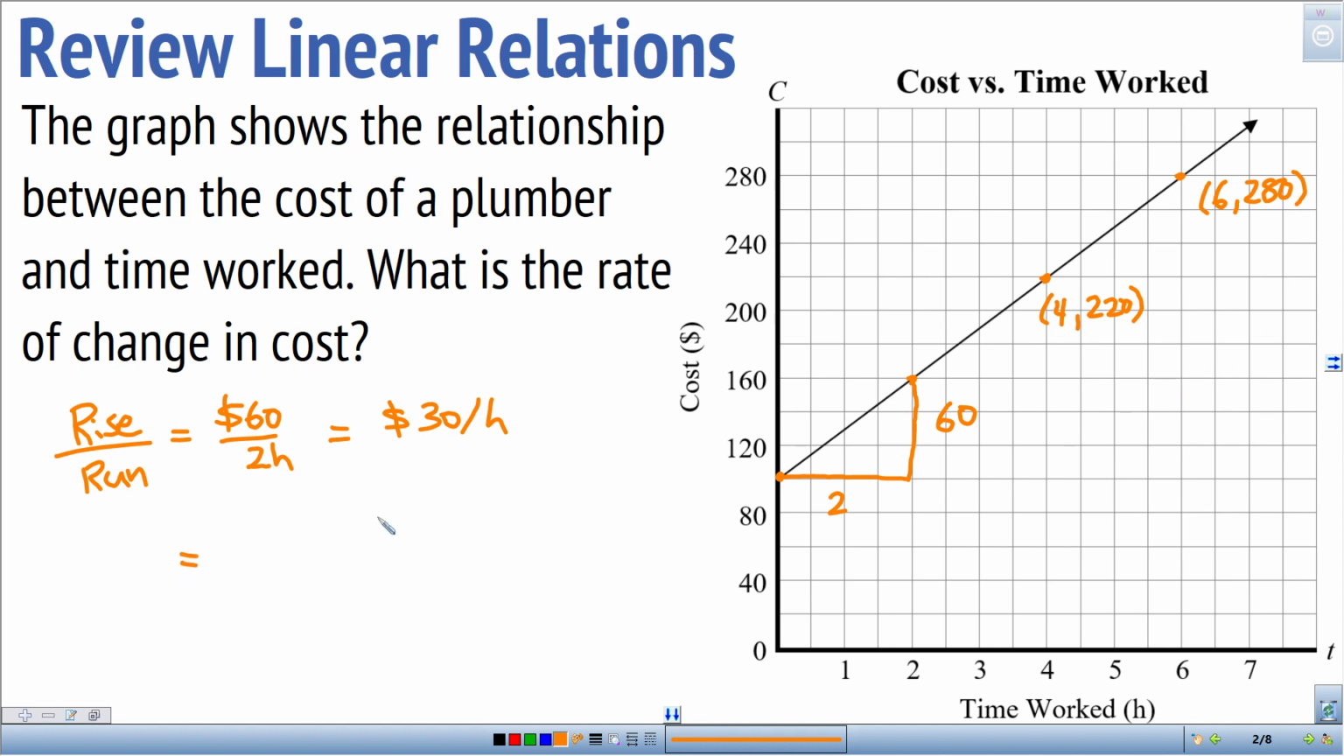Now we could also calculate this, remember, by subtraction, right? So I'm going to do 280 minus 220, and then I can do 6 take away 4. Notice that when we subtract, we end up with 60 divided by 2, which is exactly what we have over there. And so the rate of change is also going to be $30 per hour. So it doesn't matter how you do it. Those are the 2 different ways that you can calculate rate of change from a graph.